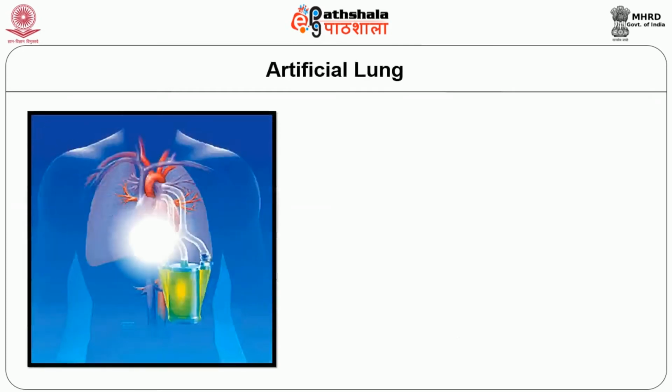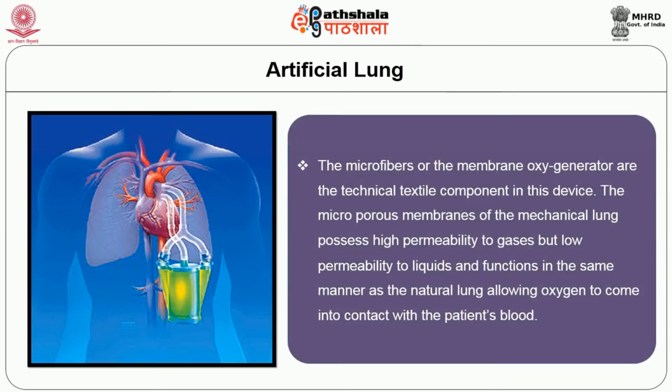Next, we shall be seeing about artificial lungs. The microfibers or the membrane generator are the technical textile components in this device. The microporous membrane of mechanical lungs possesses a high permeability to gas but low permeability to liquid and functions in the same manner as natural lungs, allowing oxygen to come in contact with the patient's blood.